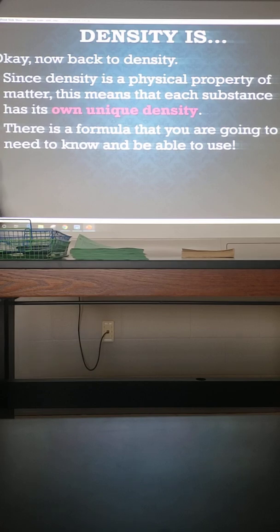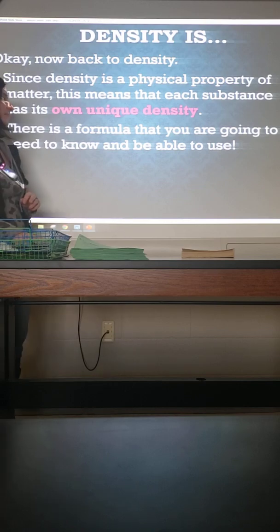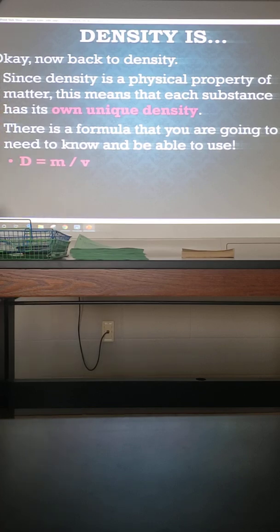And again, this is the first time that you guys have been given a formula. This is our first equation we're going to use. And so this is it. Density equals mass divided by volume. When you see this little slash, that's representing a fraction, like division. So mass divided by volume, where D is density, M is mass, and V is volume.